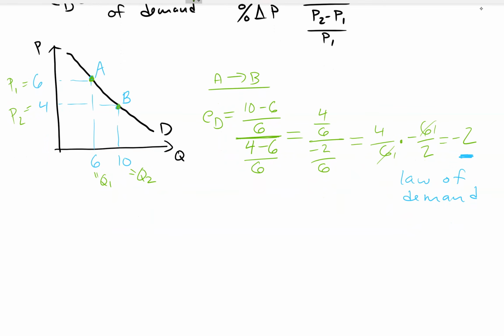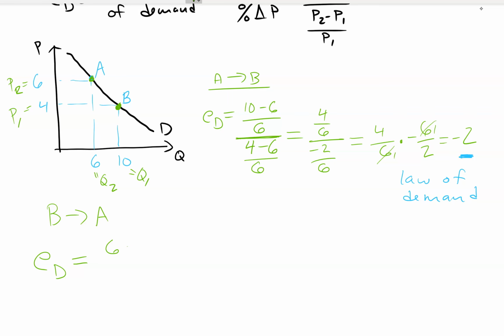Now what if, instead of going from A to B, we started at B at $4, and now they raised the price by $2? So instead of starting at $6 and lowering the price by 2, they've started at $4 and raised the price by 2. What's going to happen? We're going from B to A, so in the calculation, this is reversed. We start at 10 and go to 6, and we start at $4 and go to $6. Everything is going to be reversed.